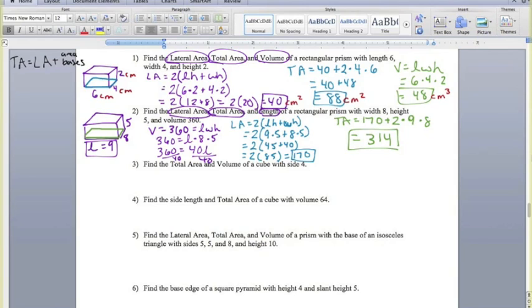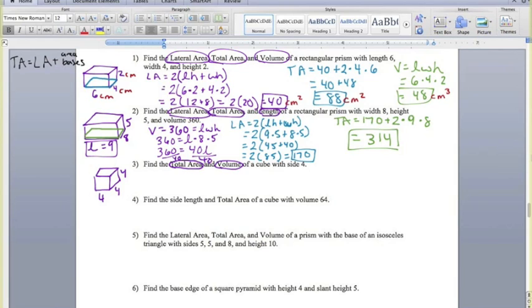All right, the next one wants us to find the total area and the volume of a cube with a side of 4. Now, a cube is a special case of a rectangular prism because the length, width, and height are all the same. So we can still think about the same formulas working for it, but they actually simplify down a lot since our length, width, and height are all the same.